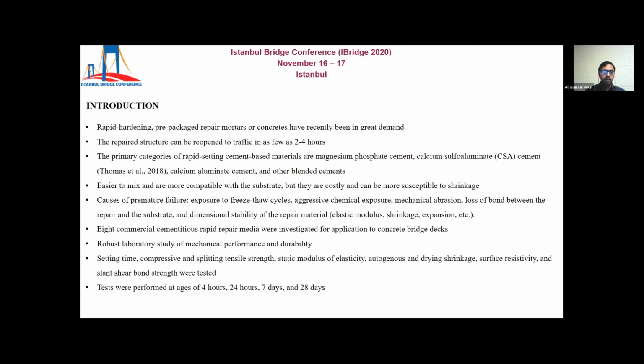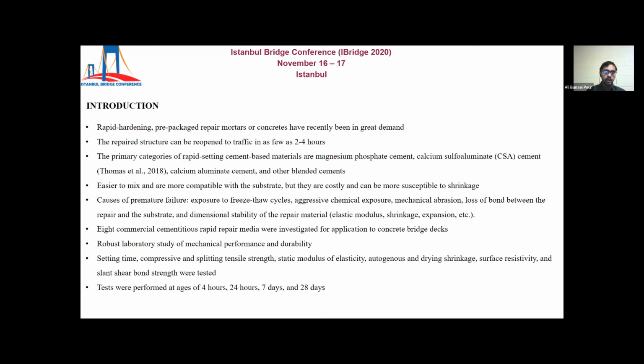Some of the causes of premature failures are exposure to freeze and thaw cycles, which is very important for an environment like Utah, where the temperature can vary between extreme ranges, aggressive chemical exposure, mechanical abrasion, loss of bond between the repair and the substrate, and dimensional stability of the repair material. So for this project, we performed a robust laboratory study of the mechanical performance and durability.